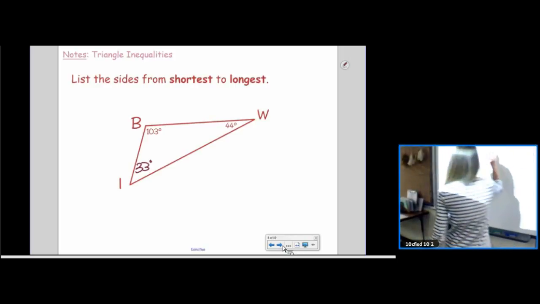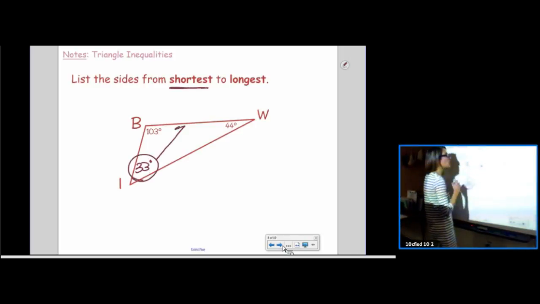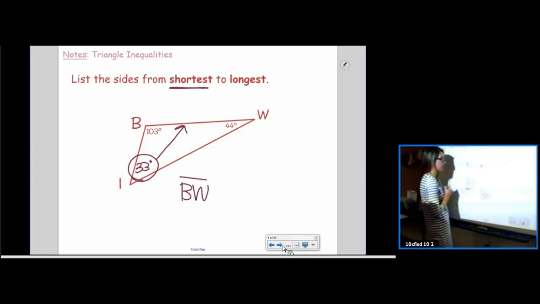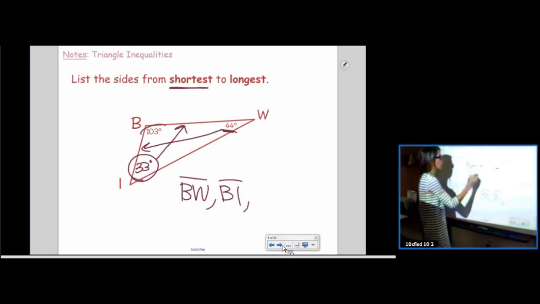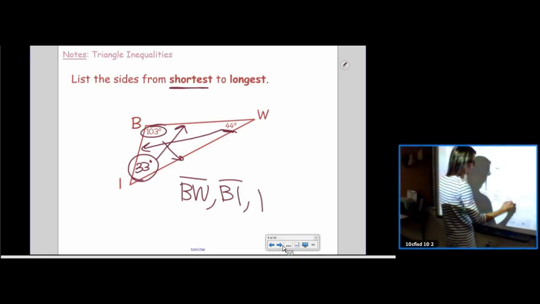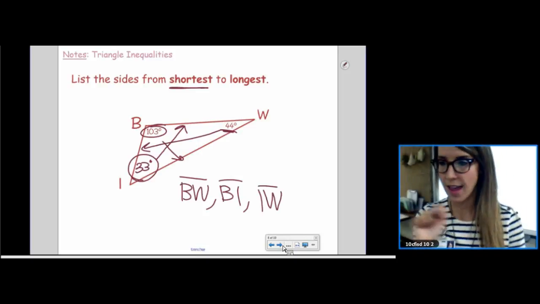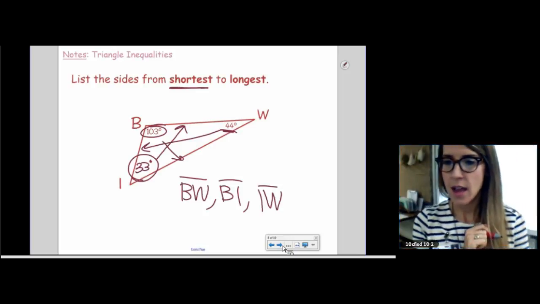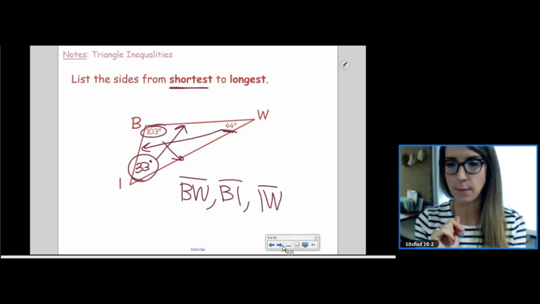Okay, shortest to longest. So we're not going to use our eyes. We're going to use the data. We're not going to just look at which one looks shortest. We're going to decide based off of the angles which one is supposed to be the shortest. The medium. And of course, everyone put IW last, right? Or WI. That's how you name a side, two capital letters with a segment on top. Make sure they are capitals. And remember, when you're naming a segment, the order doesn't matter. BW and WB are the same segment.